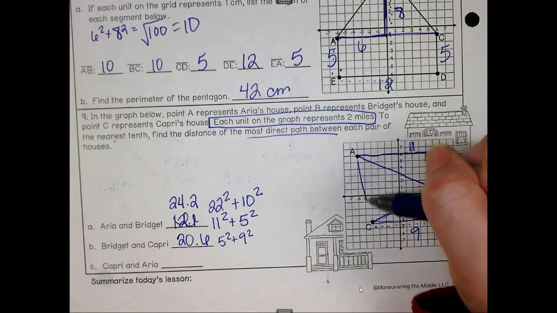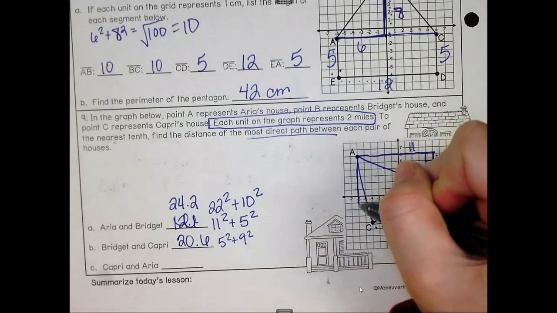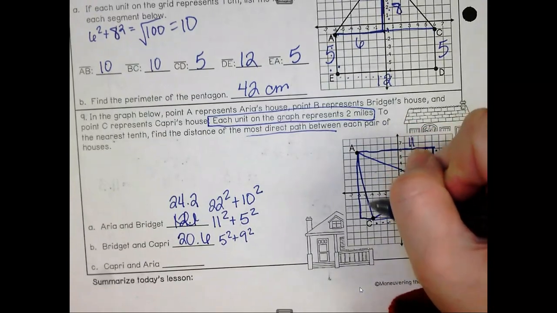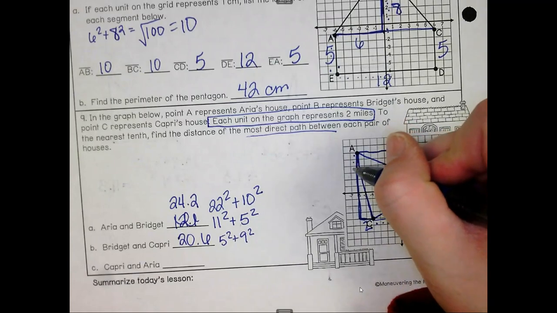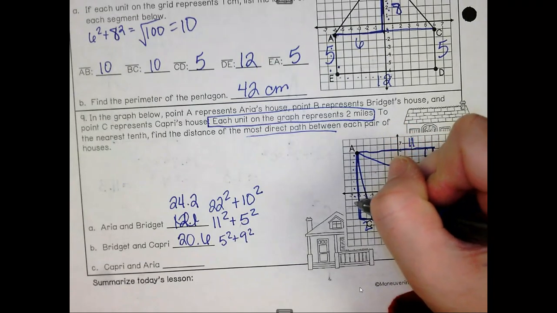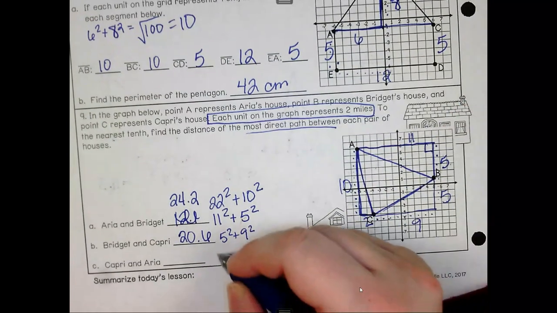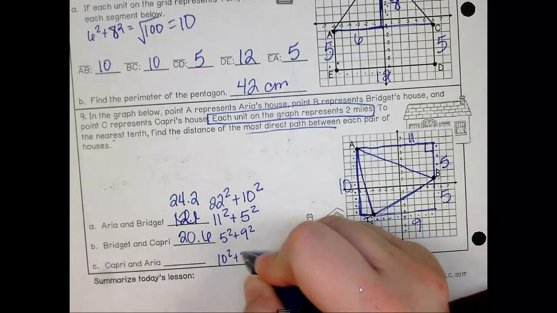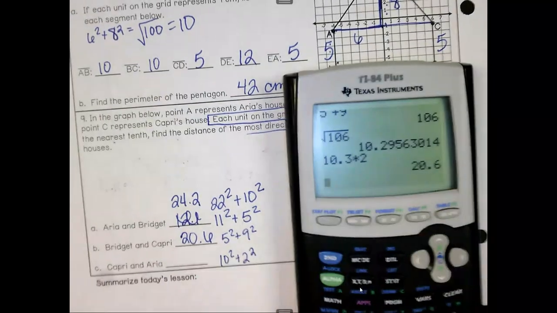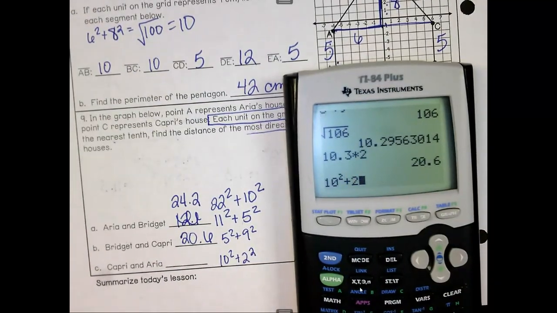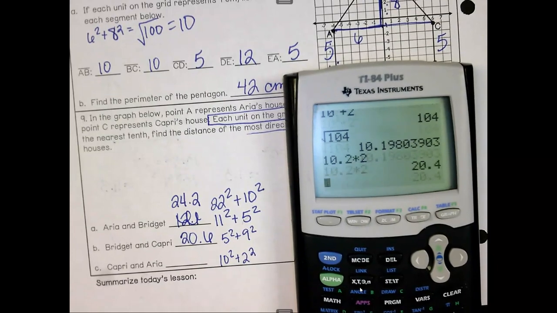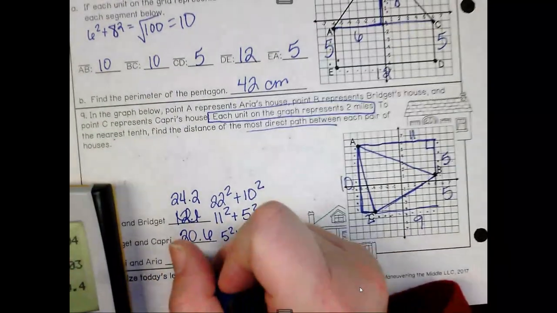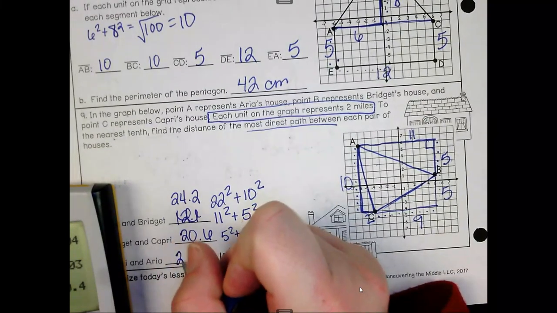Now A to C. Okay, that one looks real weird compared to the other ones, right? Okay, so that bottom part is 2. And then I have 1, 2, 3, 4, 5, 6, 10. So 10 squared plus 2 squared. So 10.2 times 2, 20.4. Was it 20.4 or 20.3 on that paper? 20.4?